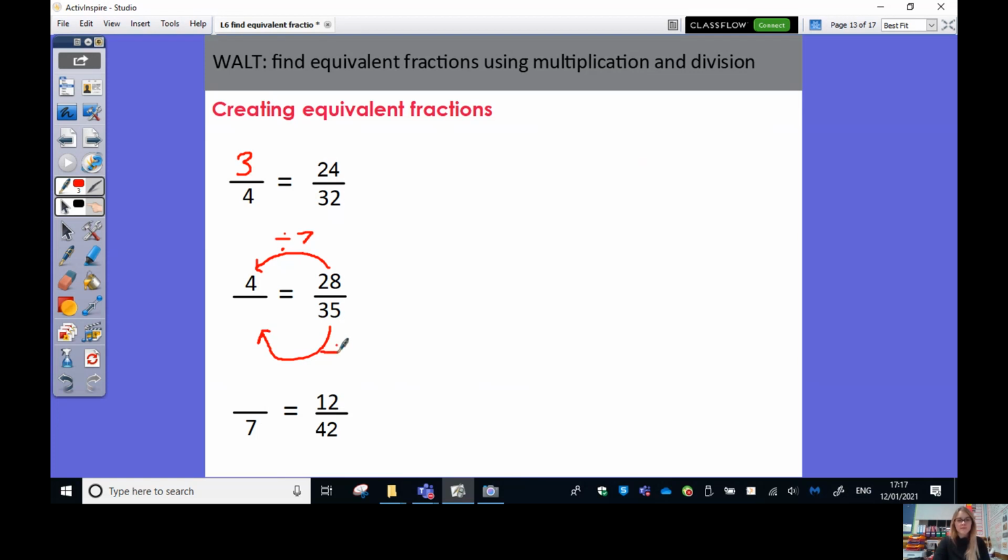So 35 divided by 7. How many 7s are in 35? Fantastic. Hopefully you have figured out that is 5. So let's just check that it worked with our multiplication. 4 times 7 equals 28, and 5 times 7 equals 35. Lovely. So what I would like you to do now is pause the video and have a go at that next one, and let's see if you've got your division.